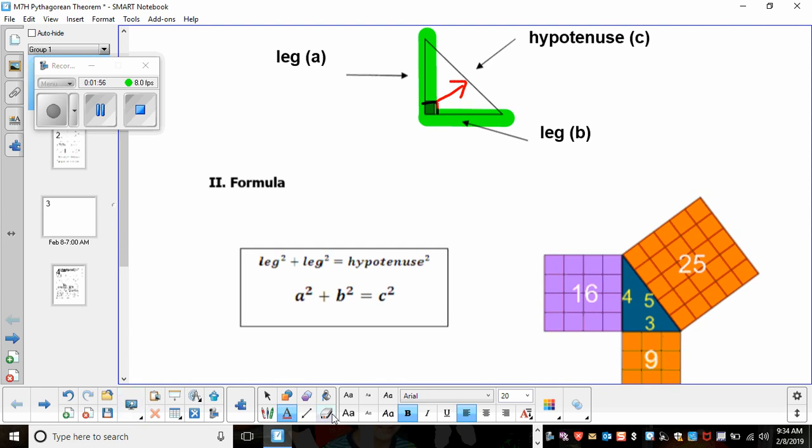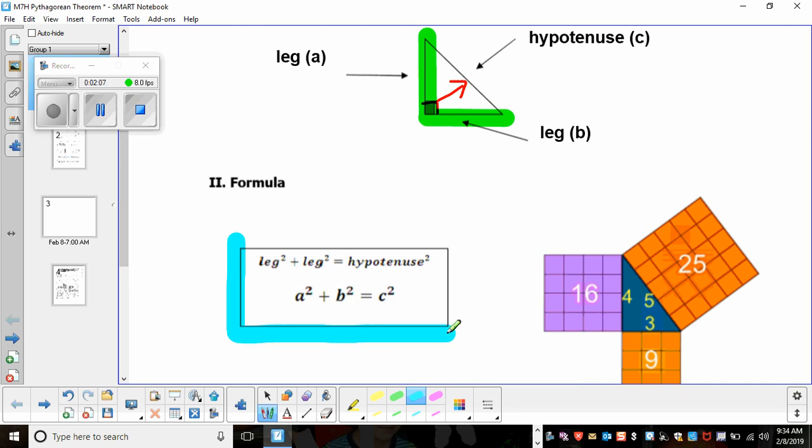So this is a formula that you need to memorize and you need to use to find any side of a right triangle, whether it be a leg or a hypotenuse. So I'm going to highlight that. And so what the formula says is that the leg squared plus the leg squared equals the hypotenuse squared. So for short, we say a squared plus b squared equals c squared.